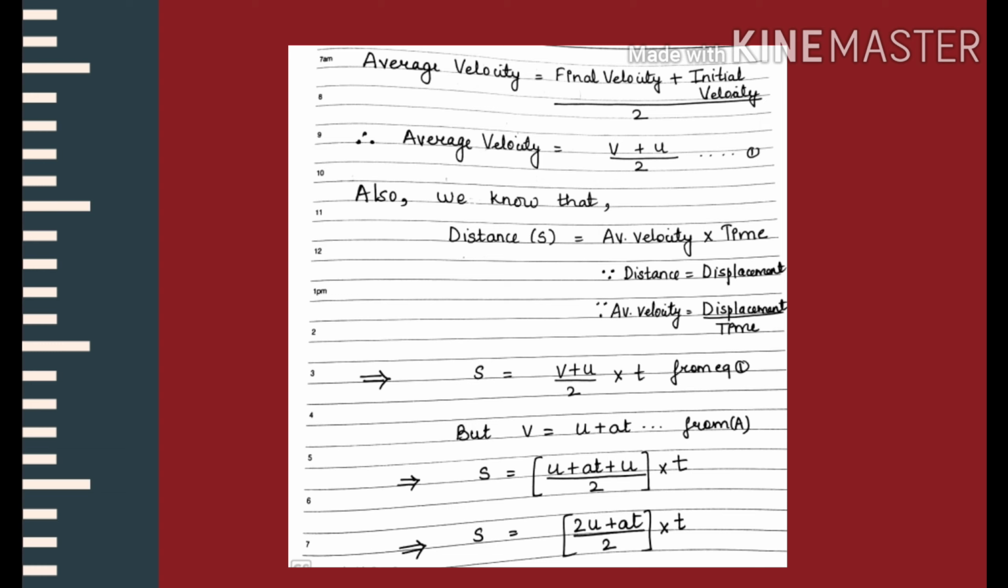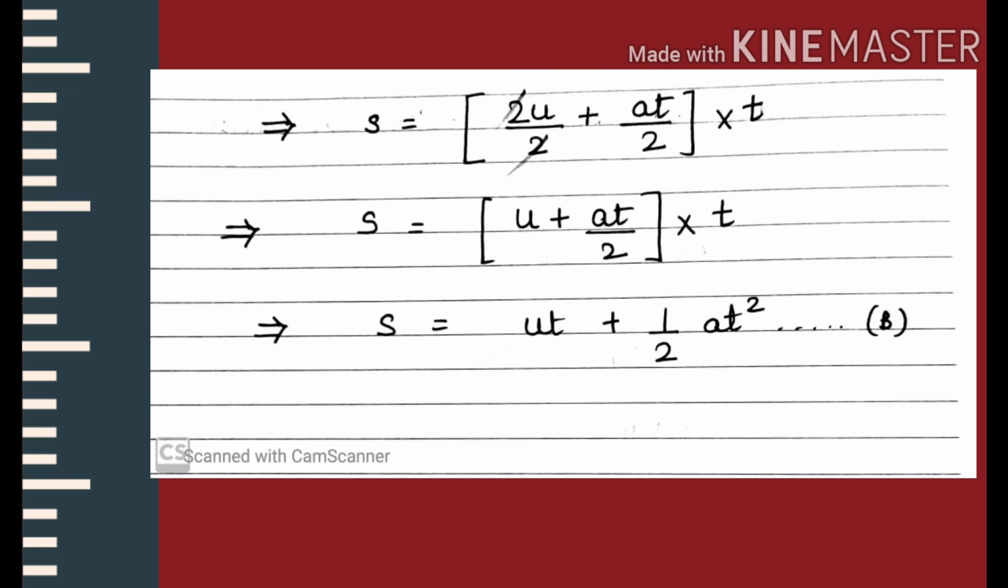separating this numerator, we get s is equal to, in the bracket, 2u upon 2 plus at upon 2, bracket complete, multiplied by t. Then we get s is equal to, in the bracket, u plus at upon 2, bracket closed, multiplied by t. Now what we will do is take this t from outside inside the bracket. So what we get is s is equal to ut plus half at square, which is nothing but the second equation of motion. In this way, we derived the second equation of motion.